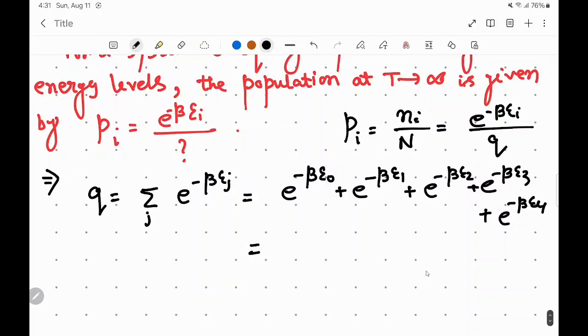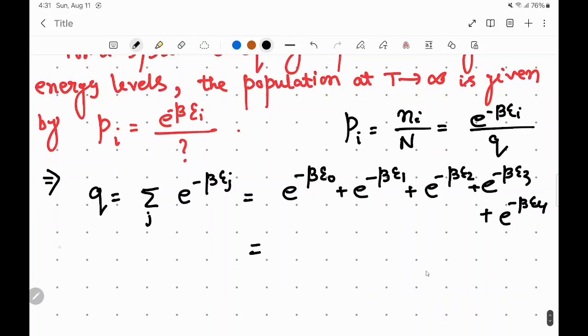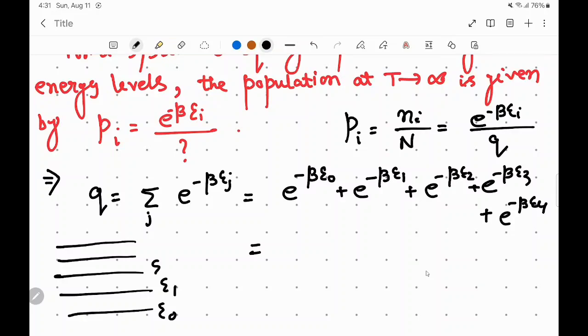So 5 energy levels are there. If you draw it, 0, 1, 2, 3, 4, 5 energy levels are there. For all cases, beta is 0. So if you put beta 0, then all gives 1. So that's why it's coming directly 5. It matches with q equals to n. Otherwise, it will not. Okay.